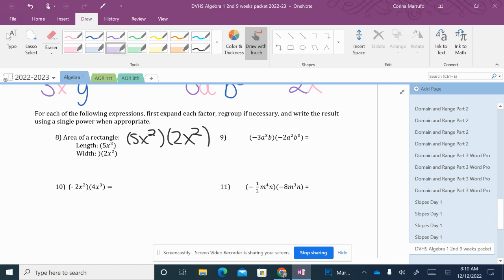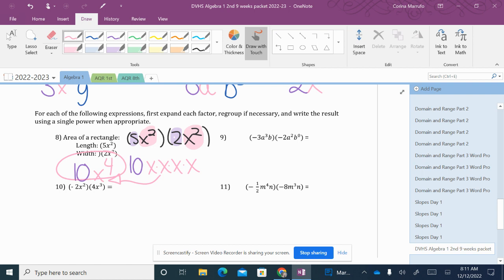Now, when we multiply them, we are going to multiply the numbers in the front. So 5 times 2 gives us 10. Then x squared times x squared is the same thing as x times x times x times x. That gives you 4 x's that we're multiplying, so the answer is 10x to the 4th power.